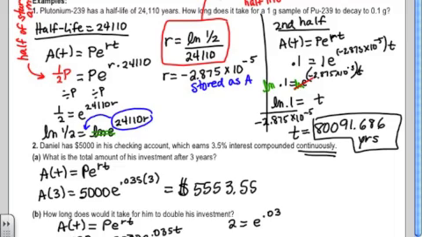I need to get rid of my e, so I'm going to do natural log of both sides. Natural log and e cancel. So I get natural log of 2 divided by 0.035 is equal to t. Okay, so I got like 19.804, so about 19.8 years. Okay, it's almost 20 years.